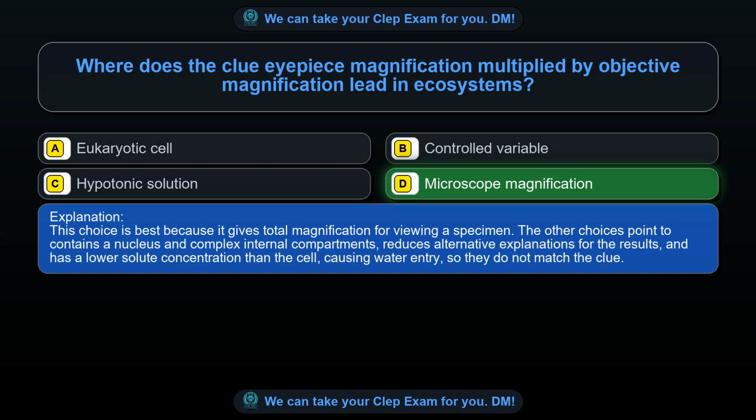This choice is best because it gives total magnification for viewing a specimen. The other choices point to a cell that contains a nucleus and complex internal compartments, something that reduces alternative explanations for the results, and a solution that has a lower solute concentration than the cell, causing water entry, so they do not match the clue.